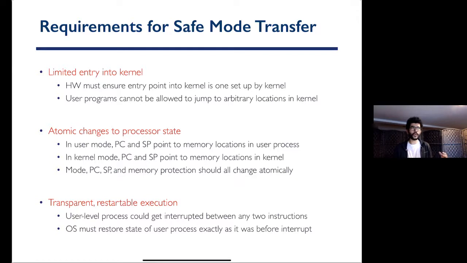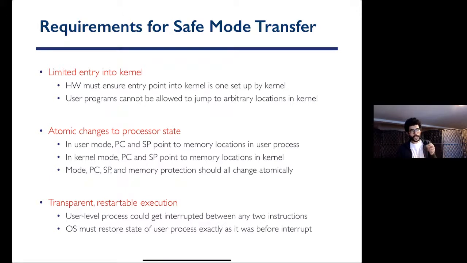Otherwise, for example, if your code can call open a file and it's able to jump somewhere in between the open code in kernel, it could open something that it's not supposed to open, for example. Now, the second thing is we want atomic change to processor state. Now, what do I mean by atomic? Atomic basically means either all or none. So that's atomic. Now, what do we mean by atomic change in processor state?